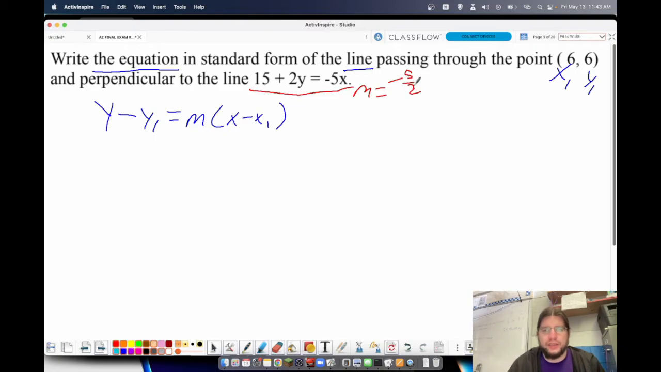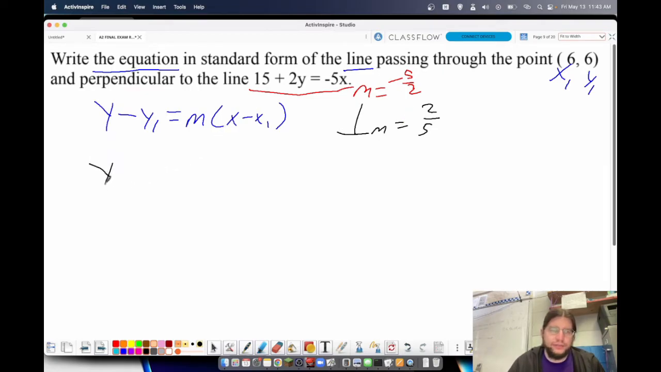Easiest way to do that, solve for y, and whatever the coefficient of x is, that's your slope. I don't care about the 15, so to get the slope, I divide by 2, negative 5/2. To get the perpendicular slope, which is what we need to use here, we're going to flip it. It was negative, now it's going to be positive. Negative reciprocal. That's our m.